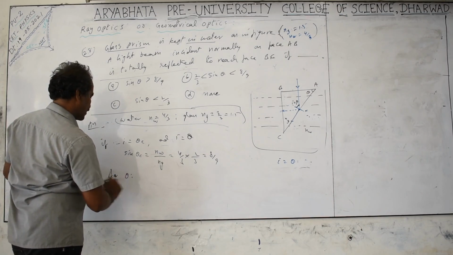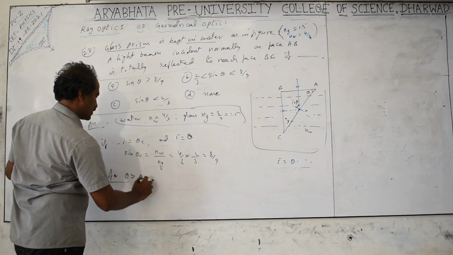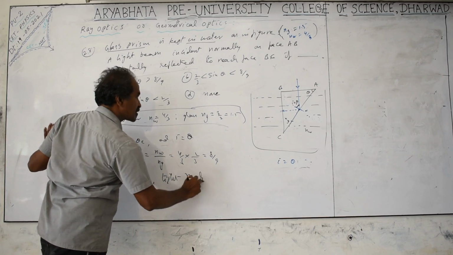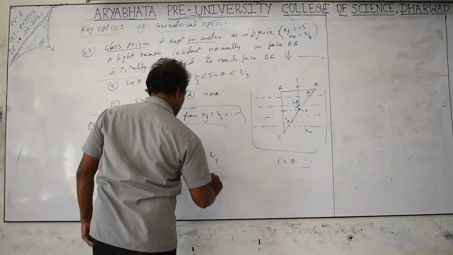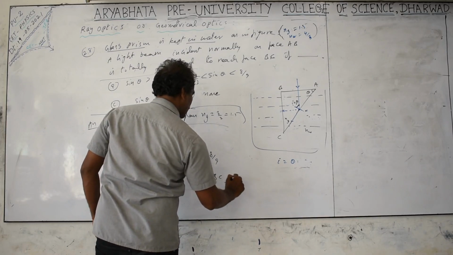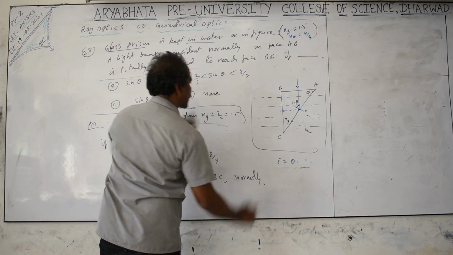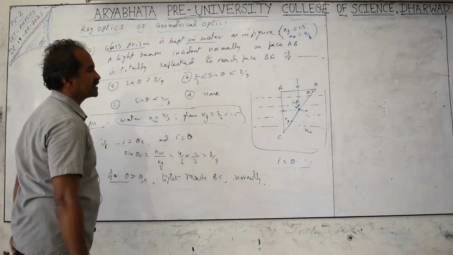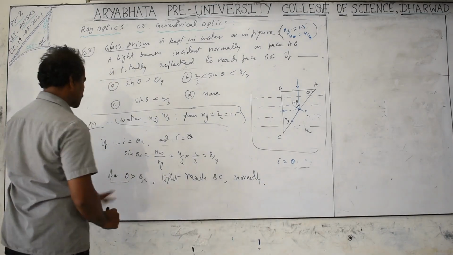But for theta greater than theta C, the light reaches BC perpendicularly, normally we can say, because total reflection takes place. The light ray reflects by 90 degrees in this case. Angle of incidence equals angle of reflection, and it reaches BC. For that purpose, theta should be greater than theta C.